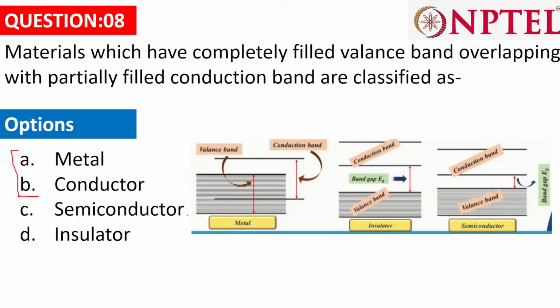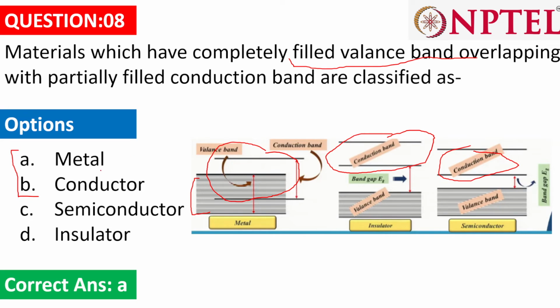So the answer will be, this one is the valence band. It is saying filled valence band, so the valence band is filled here. Overlapping with partially filled conduction band. This is not overlapping. This one also is not overlapping. But in case of metal, is it overlapping? Right? So it will be metal or conductor.